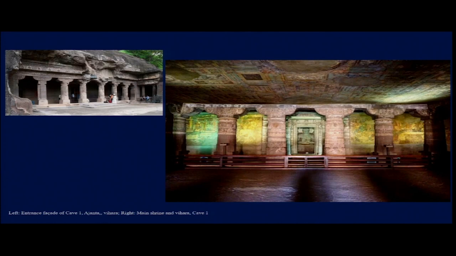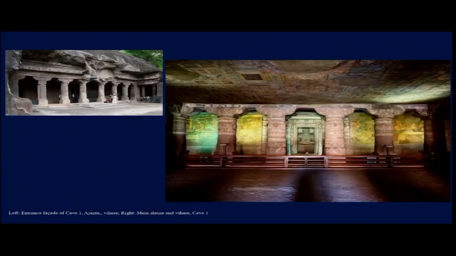So this is the interior shot from this vihara, cave 1, in which we find profusely drawn and painted surfaces all across. The walls are painted profusely, the columns and pillars were also painted, and we also have traces of paint on the ceiling as well. So there are different kinds of images that we find as part of this area.